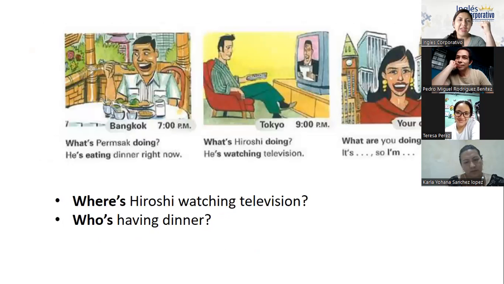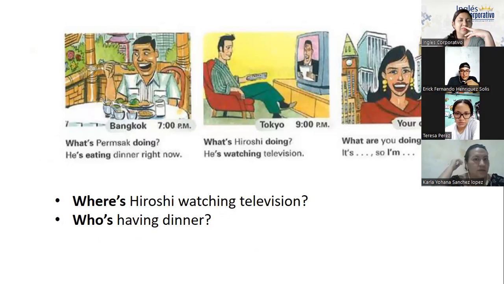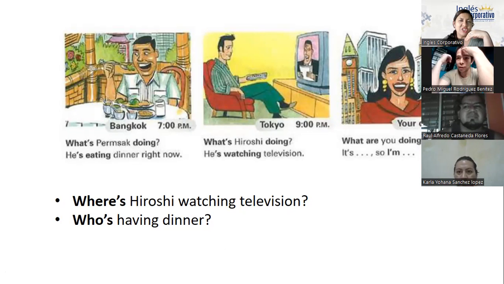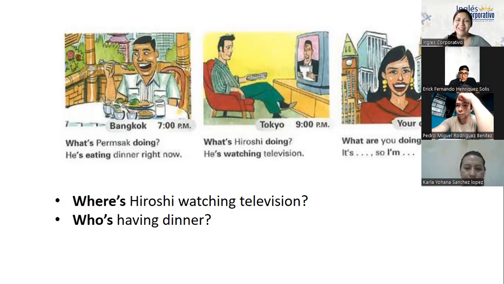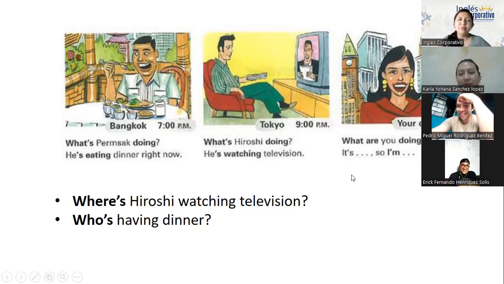Okay. In the next picture, we have three more pictures. It's Bangkok. It's 7 p.m. What's Permsak doing? He's eating dinner right now. Yes, he's eating dinner. Tokyo, 9 p.m. What's Hiroshi doing? He's watching television. No, I'm just kidding. And it's your city. What time is it in your city?